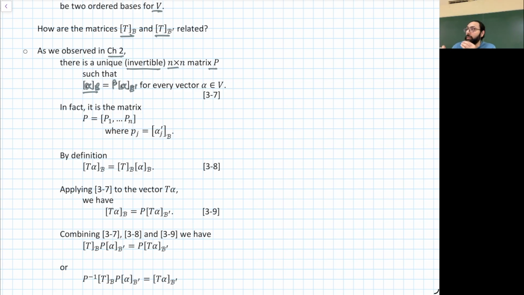Okay, this we saw in the previous chapter. This is just coming from linear independence and so on. Otherwise, something becomes linearly dependent. Okay, so this we already saw in the previous chapter.